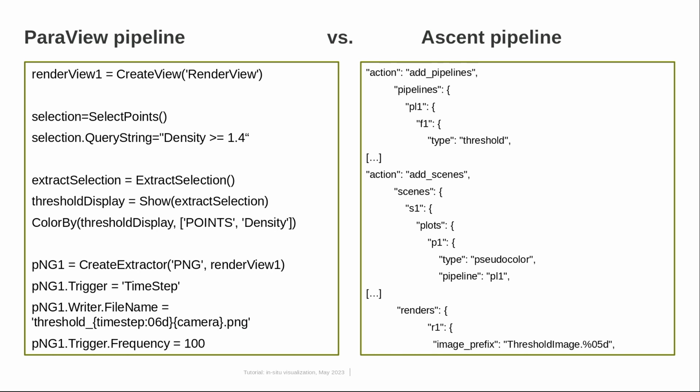Extracting that selection, coloring those data by the scalar field density, making an image with the extractor at a given frequency. This is with ParaView. On the right side, this is with Ascent. You create a pipeline with the threshold operator.